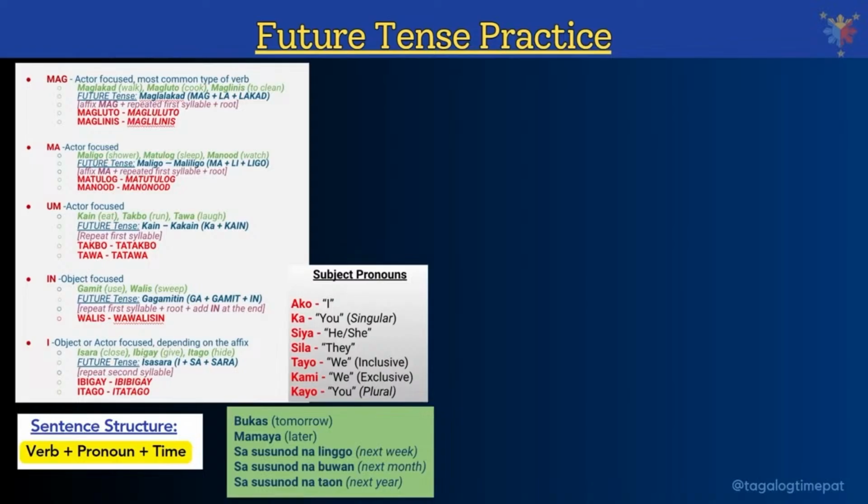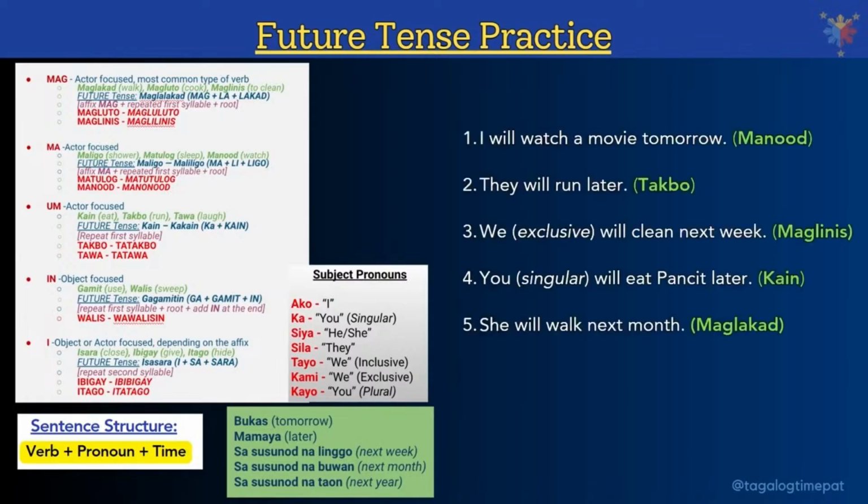Bukas is tomorrow. Mamaya means later. Sa susunod na linggo, next week. Sa susunod na buwan, next month. And sa susunod na taon, next year. Now here are some examples. Let's do the first one together.